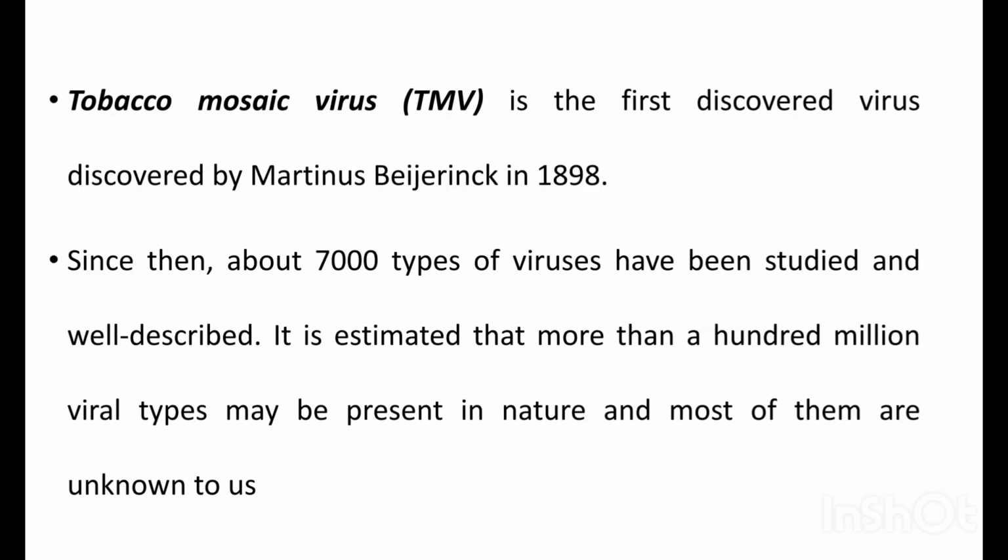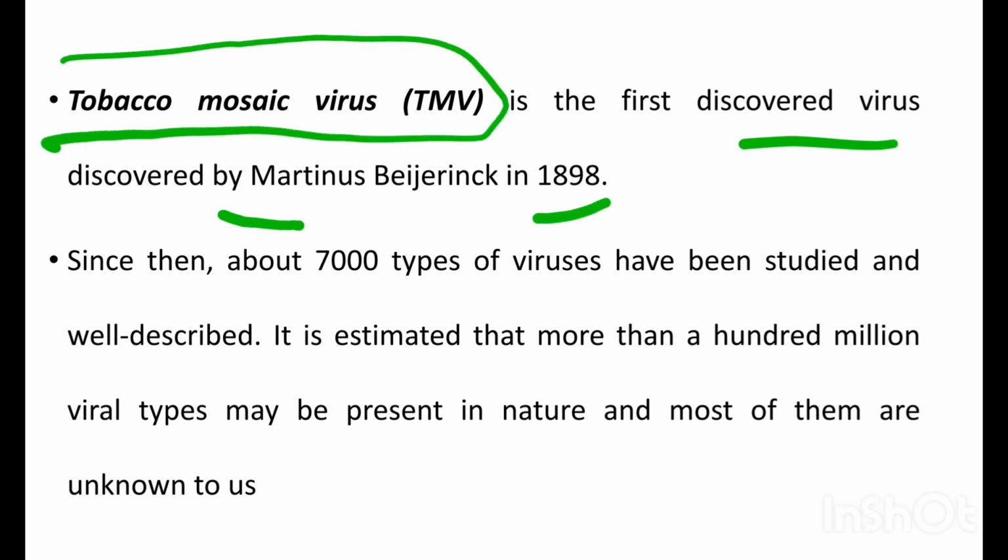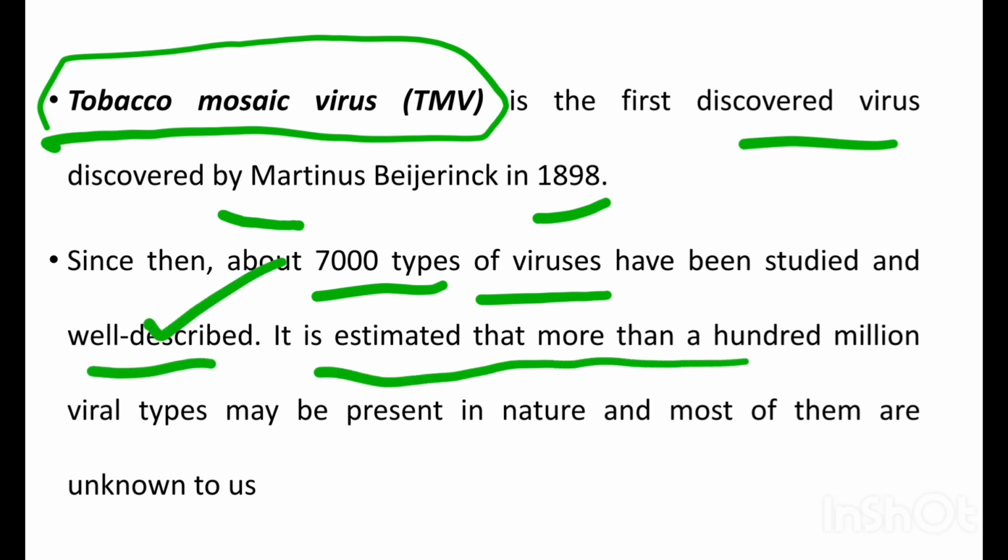One of the viruses known as the tobacco mosaic virus was the first discovered virus. Martinus Beijerinck discovered the tobacco mosaic virus in 1898. Remember this, the name of this virus, tobacco mosaic virus. Since then, about 7,000 types of viruses have been studied and well described. It is estimated that more than 100 million viral types may be present in nature, and most of them are unknown to us.